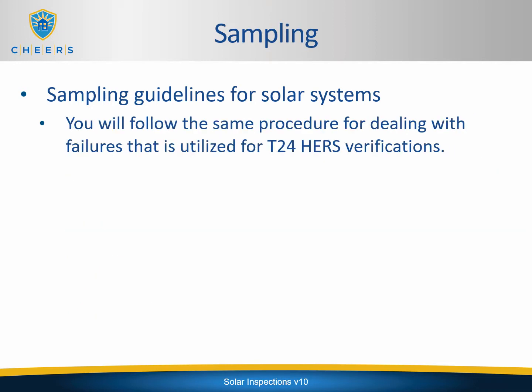You will follow the same procedure for dealing with failures that is utilized for Title 24 HERS verifications. For example, in your sample group, the first verification that fails, you will be required to test a second sample within the group. If that second sample passes, you must then retest the first failure until it passes. Once both are passing, then the group will be deemed as passing and you can have your sample documents. If the second test fails, then you will need to test and verify every single site or system within that sample group.